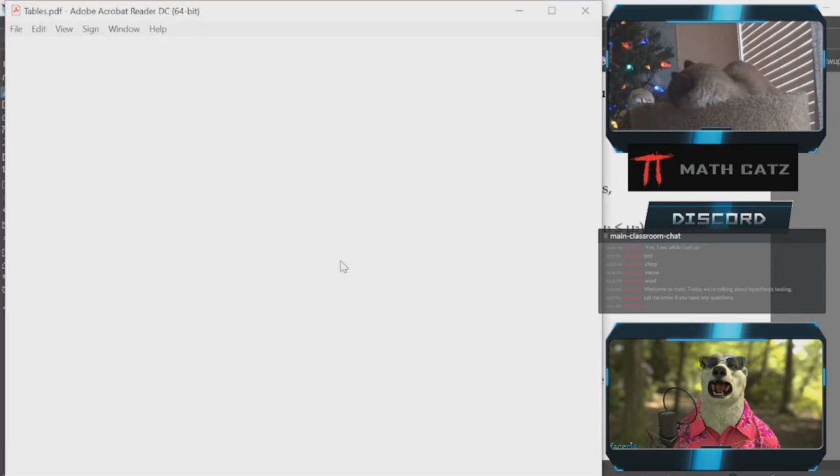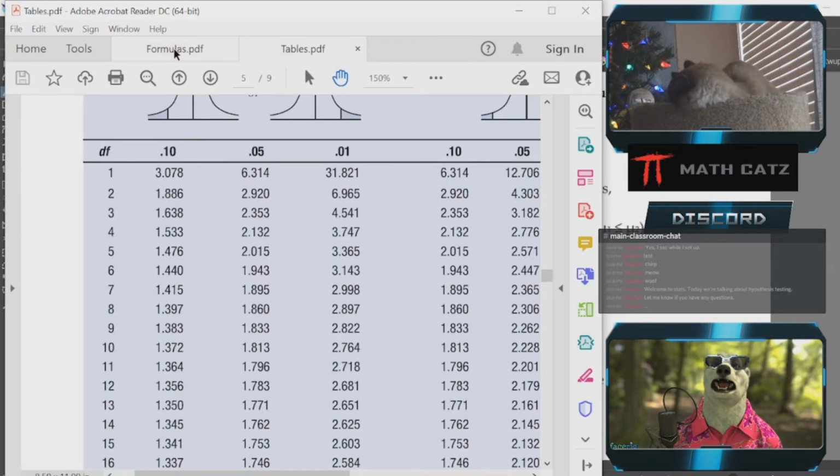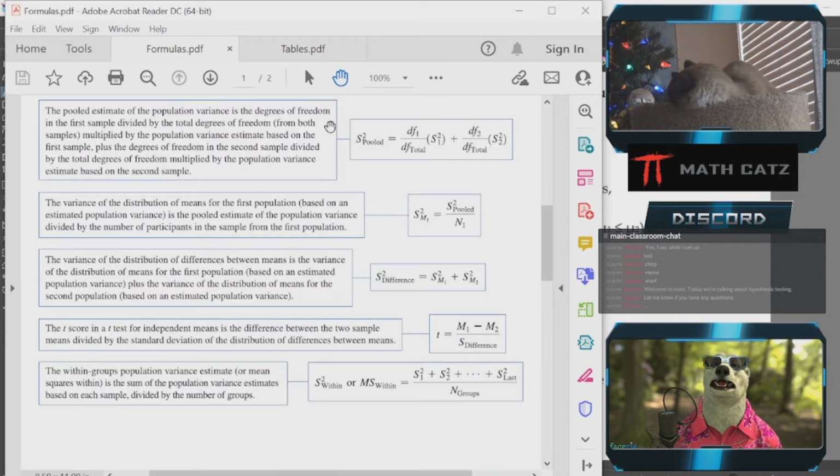It's coming. There we go. They are in the formula sheet. We have the pooled variance over here. We have the individual groups, their distribution of means, and then the variance of the distribution of differences between the means is the sum of the two variances. We then will look at, don't worry about this last one, that's for another topic. We then calculate our t-score as the difference between the two means over the standard deviation of this difference distribution.